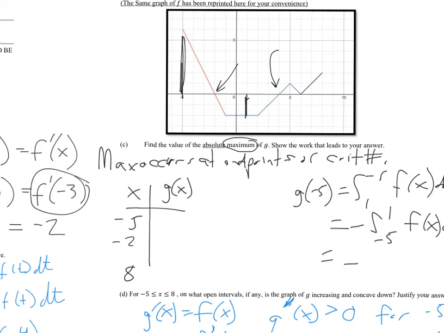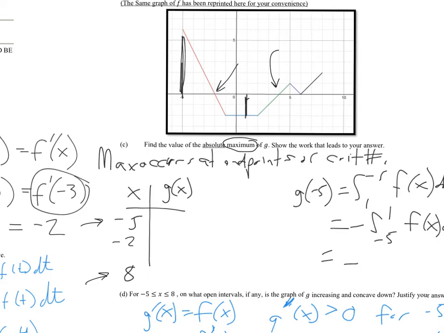Okay, guys, now I'm here on part C. This has asked me to find the absolute maximum of g. Okay, so the maximum of g. Well, maxes occur at the endpoints, so one possible place where that could occur is -5. Another possible max would be at +8. Those are the two endpoints. And also any critical numbers.